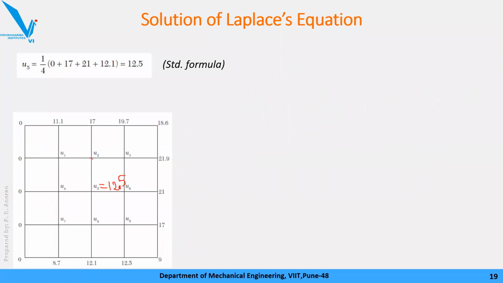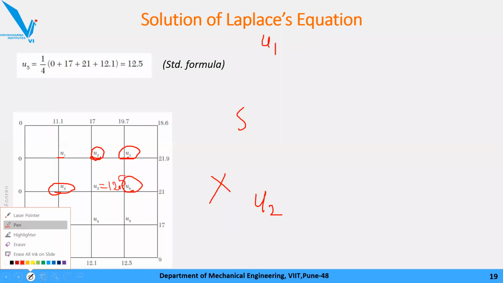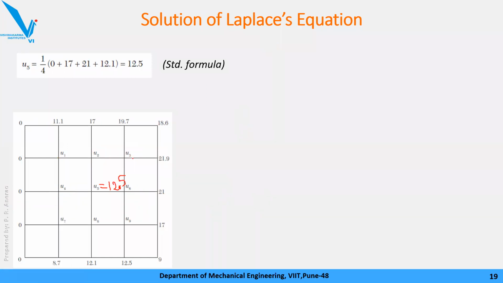Again, for U2 I need U1 and U3, so the standard formula is not available for U2. So use the diagonal formula again. If you try the diagonal formula, U4 and U6 are not available. So after calculating U1, skip U2. Put it aside and go for the next one, U3. For U3 the standard formula will again not work, so use the diagonal formula. For U3 you have all the data, so you will get U3.